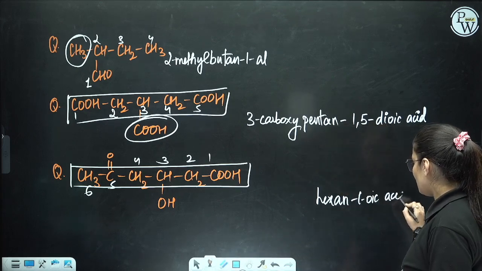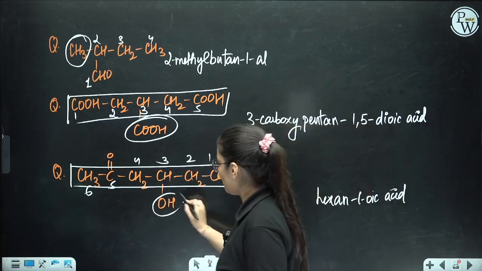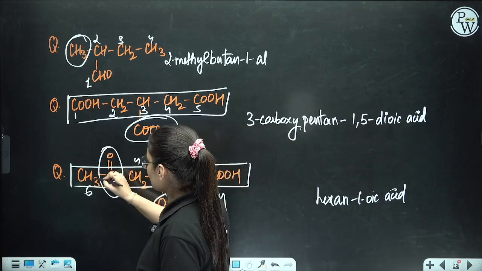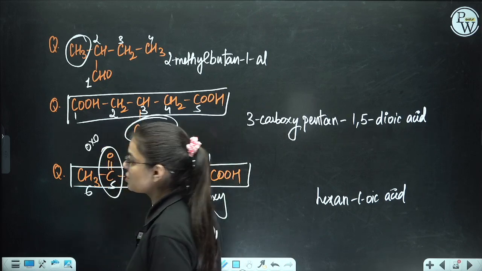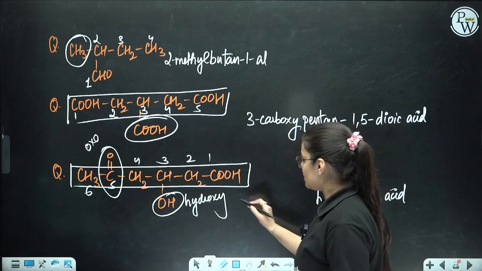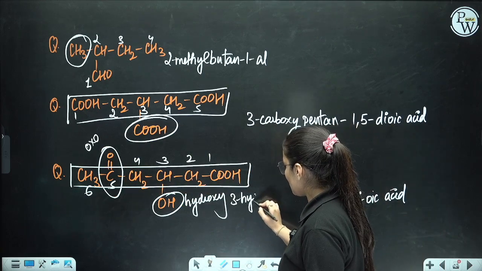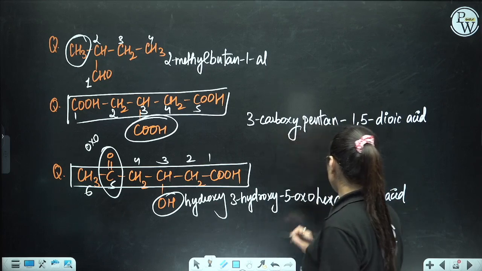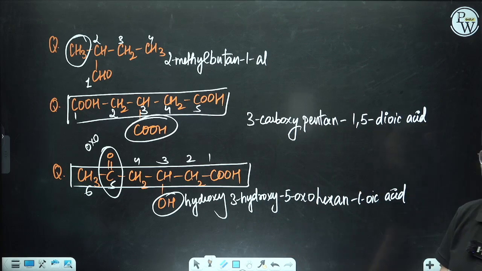Simple. Now we have some extra groups over here. For OH we will be writing hydroxy. Yes, there is a C double bond O. For C double bond O we are going to write oxo because it is a ketone. Now as per ABCD, H is going to come first, so it is going to be 3-hydroxy, then 5-oxohexane-1-oic acid. Clear with this part, students?